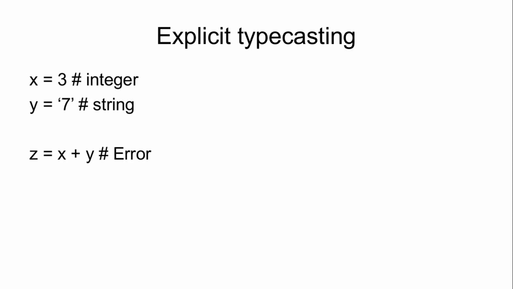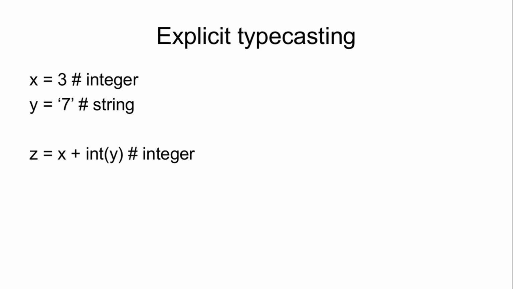On the other hand, explicit typecasting is when the user converts from one data type to another using the built-in function. In the example above, x equals 3, y is a string that has the value of 7. We cannot add integer to string, so this calculation will result in an error. To avoid this error, we can simply convert y to an integer using the built-in function int.